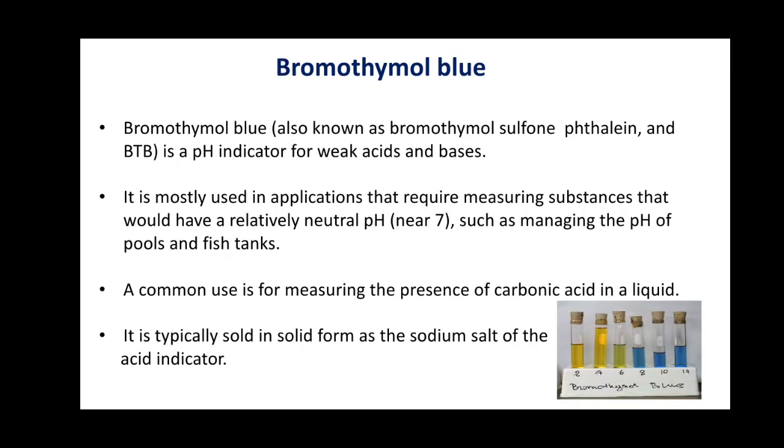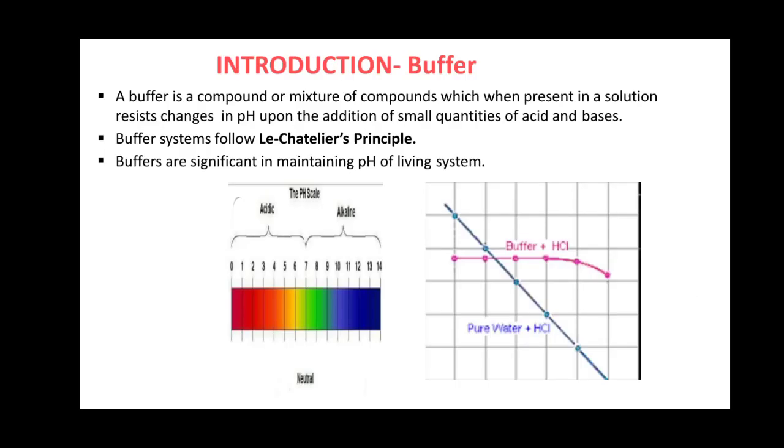And bromothymol blue is also known as bromothymol sulfone phthalein. It's a pH indicator for weak acids and bases. It's mostly used in applications that require measuring substances that have a relatively neutral pH, that is 7, such as managing the pH of pools and fish tanks. A common use is for measuring the presence of carbonic acid in a liquid. It's typically sold in solid form as the sodium salt of an indicator.